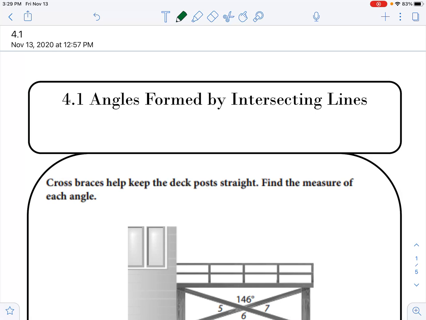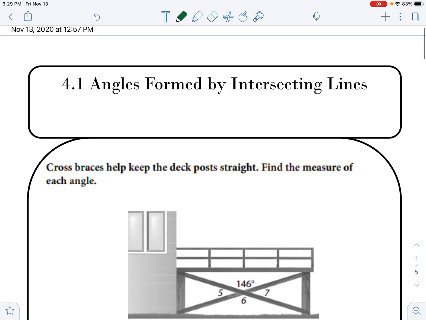Hello students, today's lesson 4.1 will be going over angles formed by intersecting lines. When we have two lines that cross, what we're going to talk about are called vertical angles. The vertical angles are the angles that are on opposite sides.